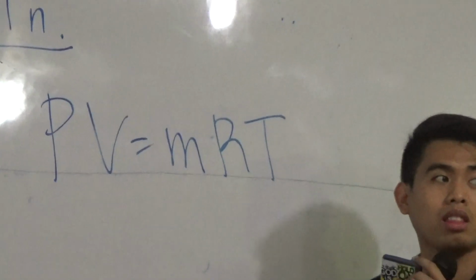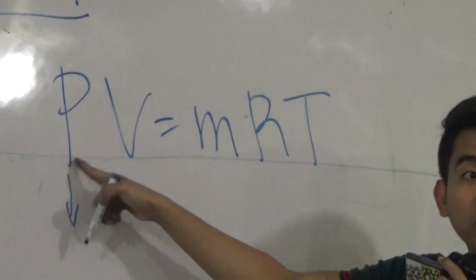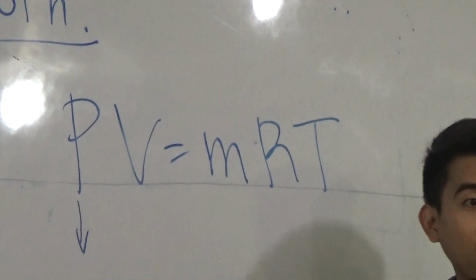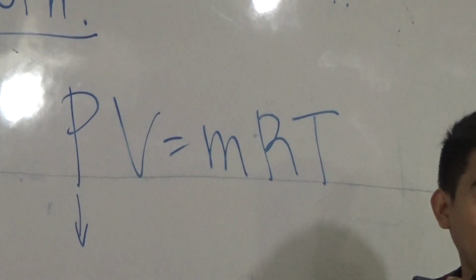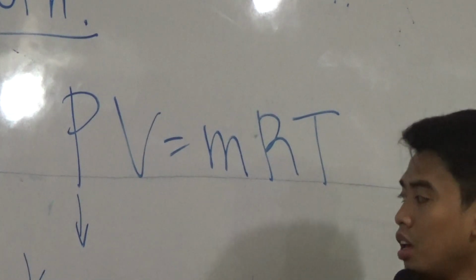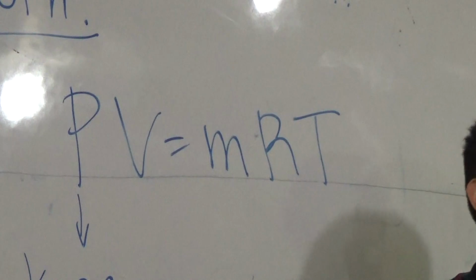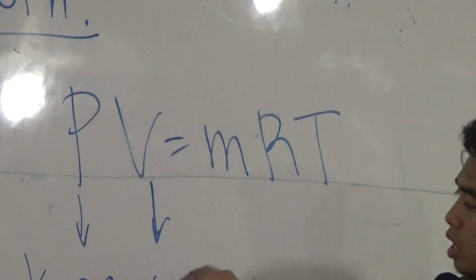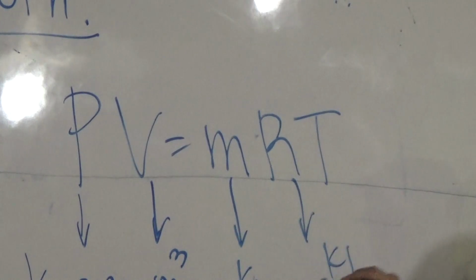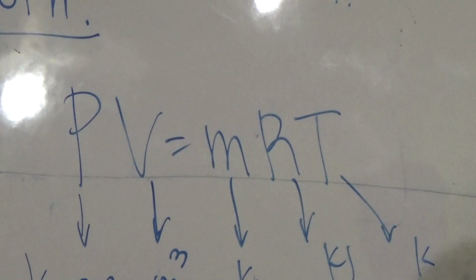Okay, na-discuss ko na to dati. Recall lang natin. Ano dapat unit ng pressure pag SI? Dapat kPa absolute. Ang unit naman ng volume, cubic meter. Ang mass, kilogram. Ang R, kilojoule per kilogram Kelvin. Ang temperature, Kelvin. That is SI.